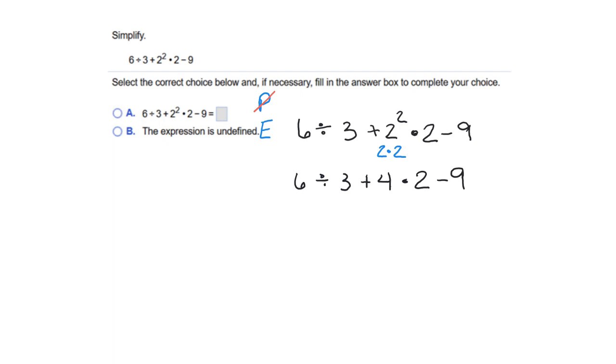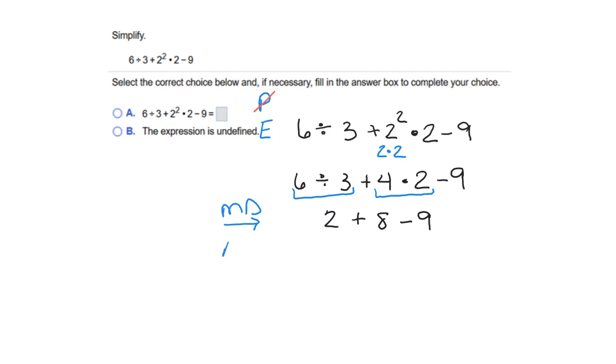And at this point here, the next thing is to look at multiply or divide from left to right. So I have a 6 divided by 3 that I will take care of first, and then followed by the 4 times 2. 6 divided by 3 is 2. There's my plus sign. 4 times 2 is 8. And bring down the subtract 9.